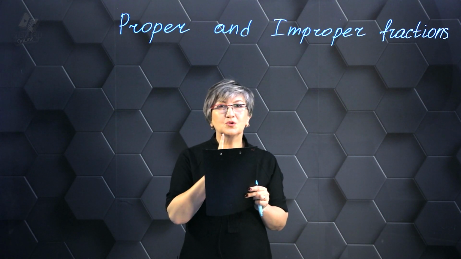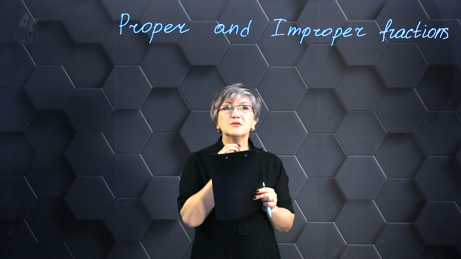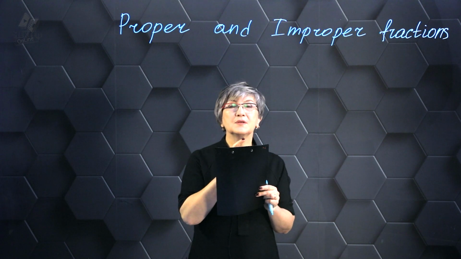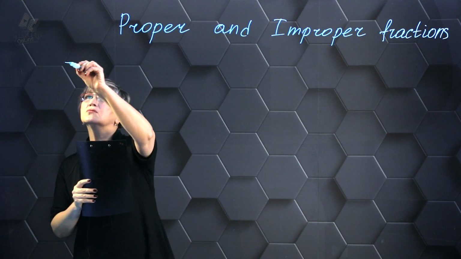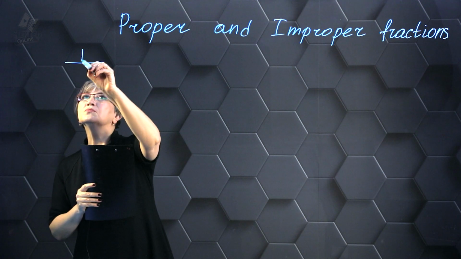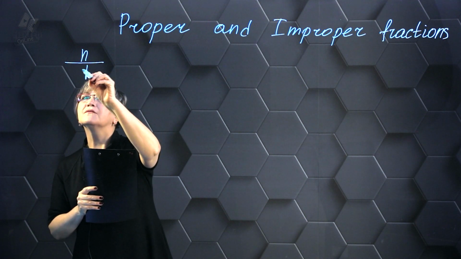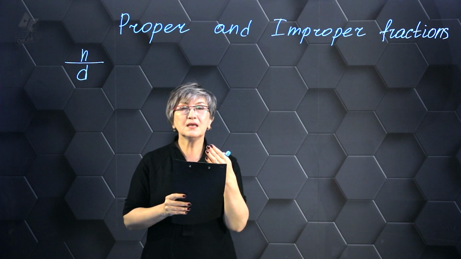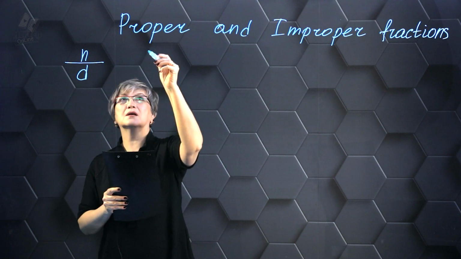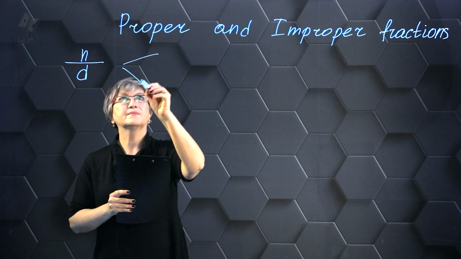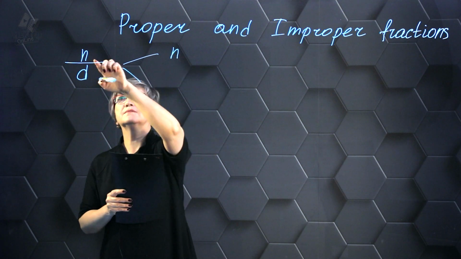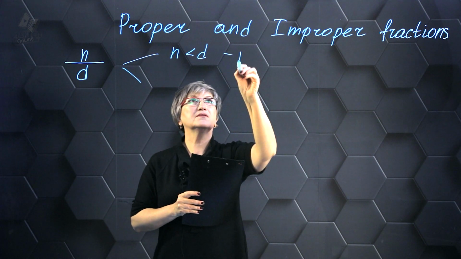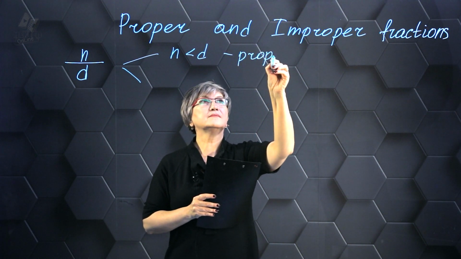Let us recall what a proper fraction is. If we have a fraction represented by two numbers, a numerator and a denominator, I have a fraction line, a numerator on top, and a denominator at the bottom. To solve the task, we need to compare these numbers. There are two options. If the numerator is smaller than the denominator, then the fraction is called a proper fraction.